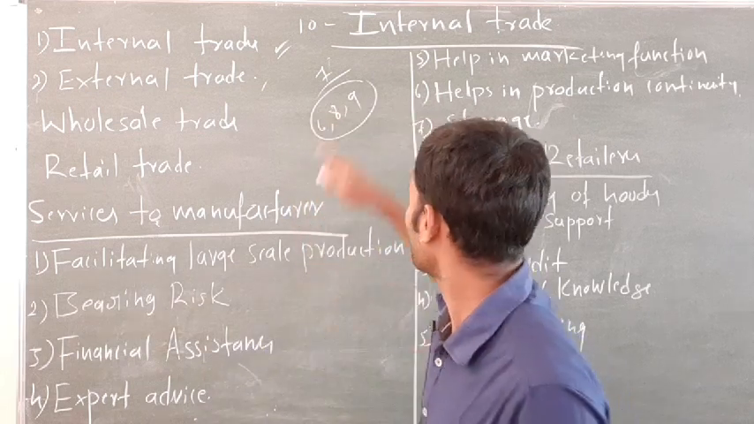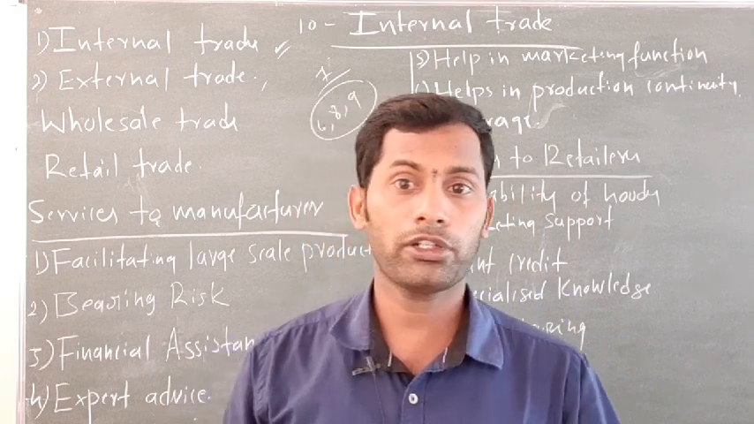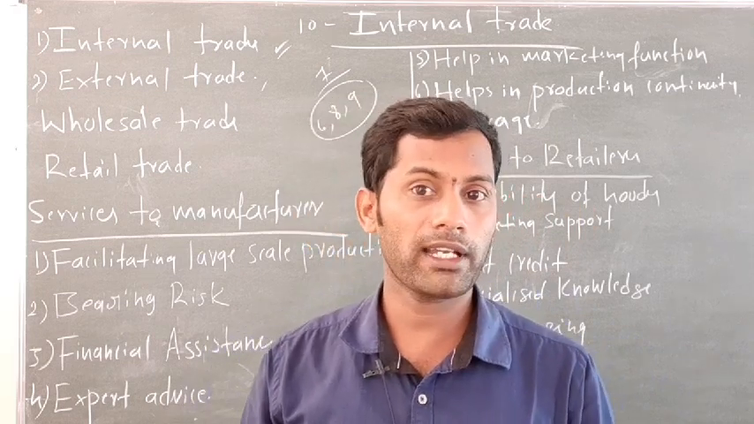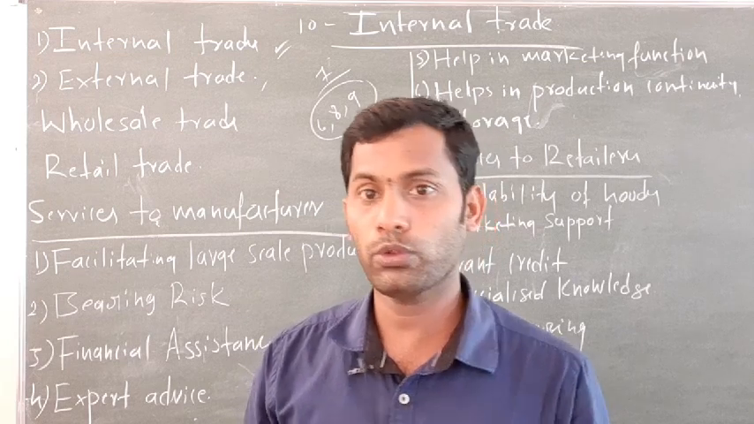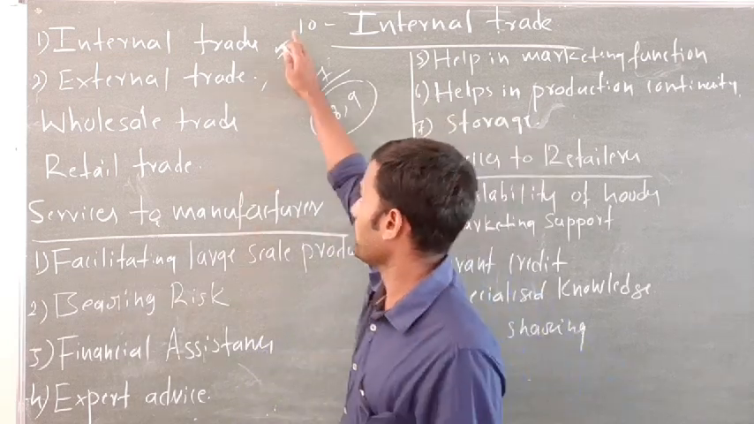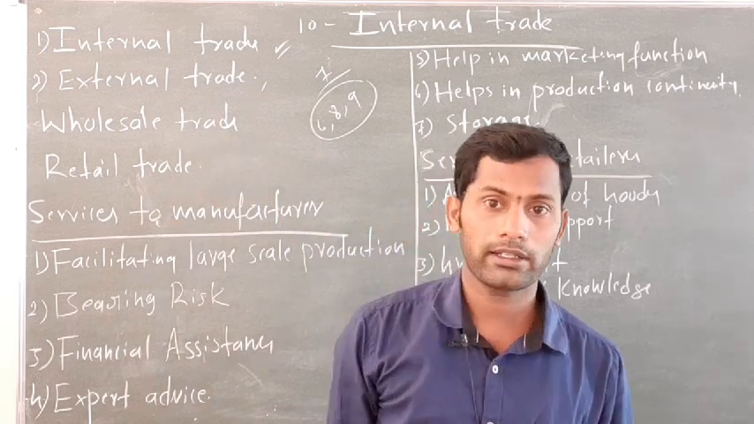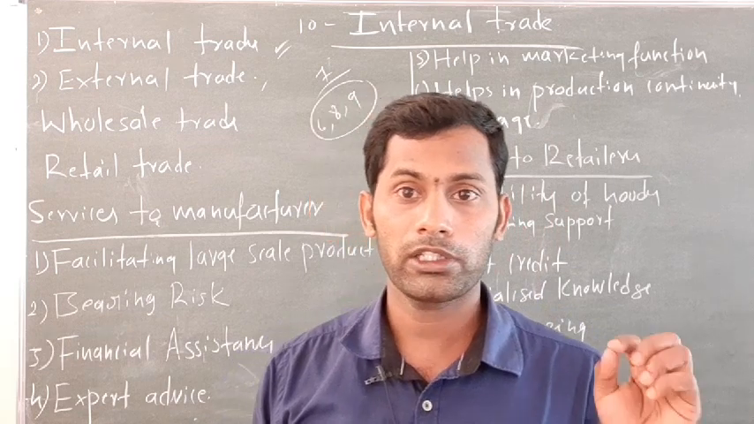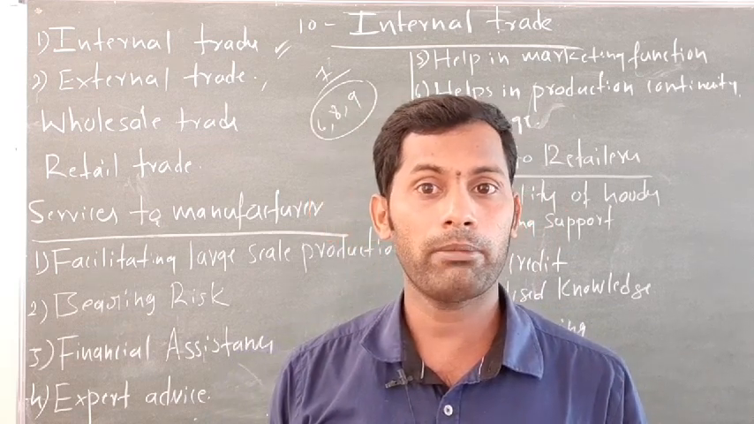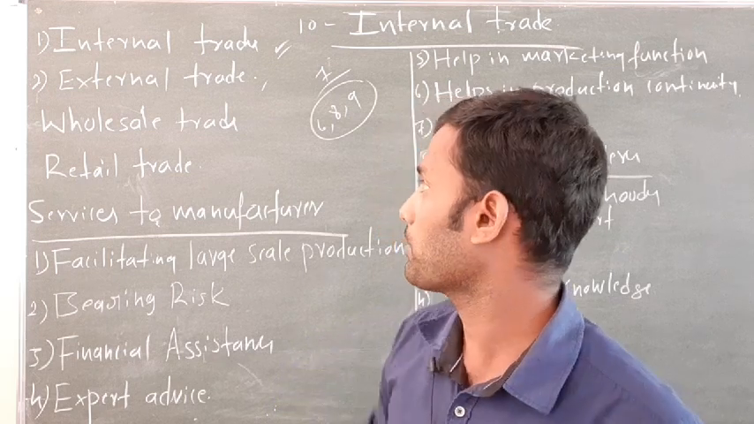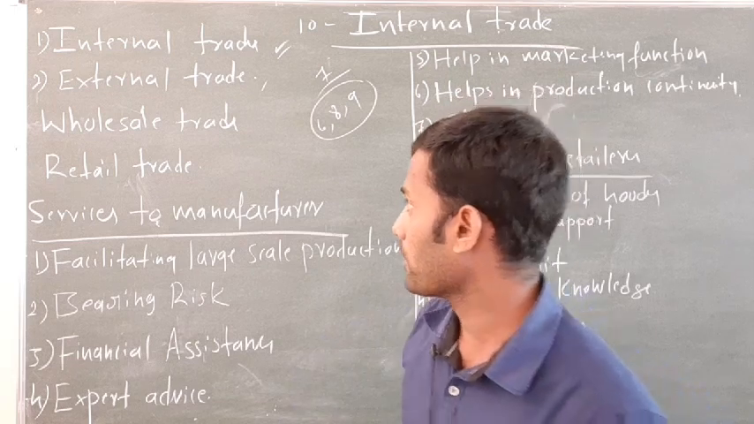Now, come to the meaning of internal trade. On the basis of geographical location of buyers and sellers, we can divide trade into two types. First one, internal trade, and second one, external trade. I repeat, on the basis of geographical location of buyers and sellers, trade can be divided into two types, internal trade and external trade.